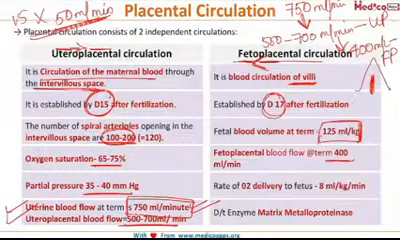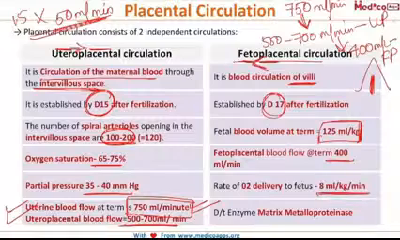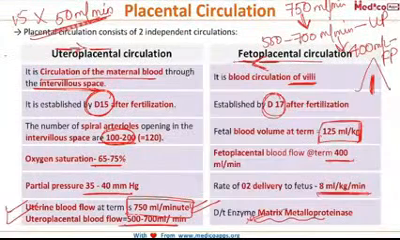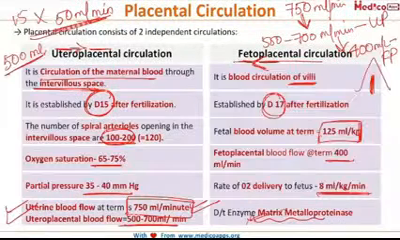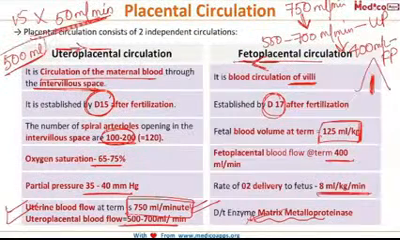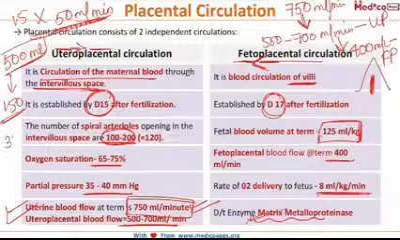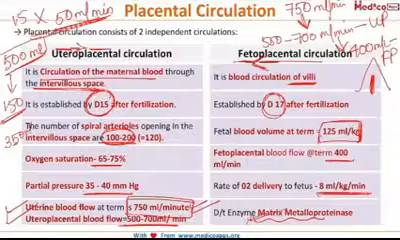Now the next important question is the rate of oxygen delivery to the fetus, and it is at the rate of 8 ml per kg per minute. And matrix metalloproteinases are involved in this fetoplacental circulation. Now we have one more question. What is the volume of blood in the mature placenta? And it is 500 ml. Placenta weighs 500 grams at term, and it has 500 ml of blood at term. And this 500 ml of blood is divided into 150 ml of blood in the intervillous space and 350 ml of blood in the villus system.